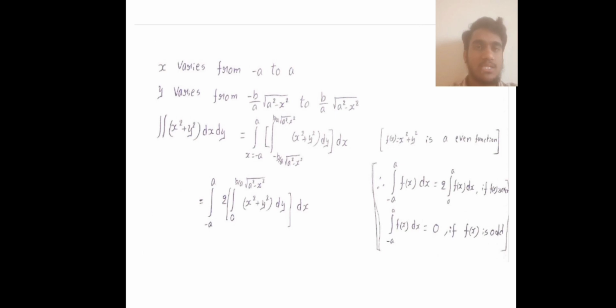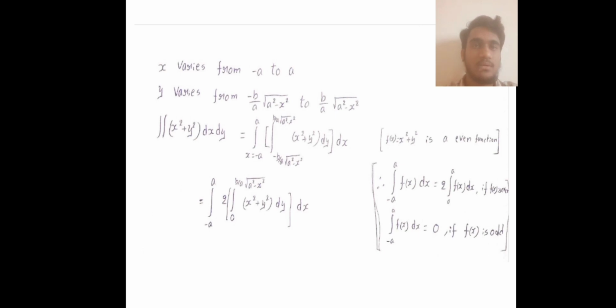Integral x is equal to minus a to a, integral y limits minus b by a root of a square minus x square, because the terms are in x, we have to take the limits in y. The limits are minus b by a root of a square minus x square to b by a root of a square minus x square, of x square plus y square dy into dx.